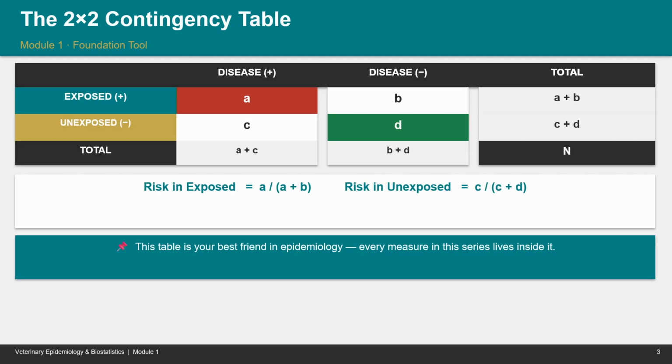Before we get to the formula, let's talk about the 2x2 table. This is your best friend in epidemiology. Every measure we cover in this series lives inside this table. The rows represent exposure status, the columns represent disease status, and the cells A, B, C, and D hold the counts. Get comfortable with this layout because we'll use it in every single module.